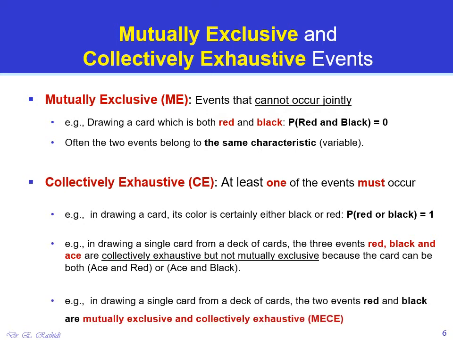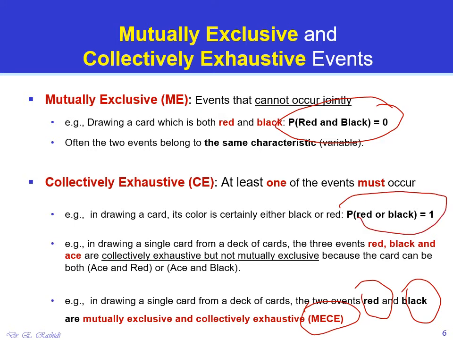On the other hand, we can have events that are both mutually exclusive and collectively exhaustive. We call them MECE. For example, red and black are two events that are mutually exclusive, as we learned here, but also collectively exhaustive. So they are both. So that's why we call black and red MECE. They are mutually exclusive and collectively exhaustive.